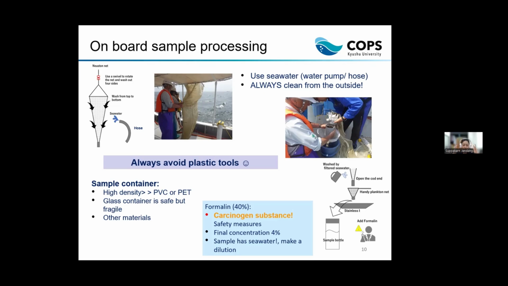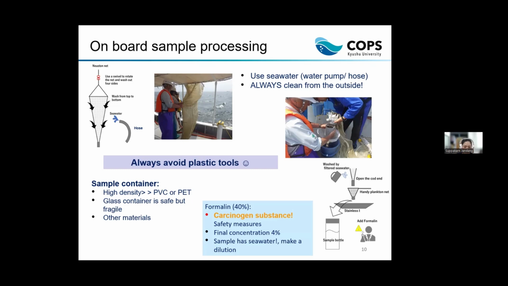All right. Let's get back to our sample. Once you collect all of the particles into the cod end of the net, you will rinse again through the handy net, as you can see, it is easy to follow from the picture in this figure. So you rinse all of the particles through the handy plankton net, and then wash and rinse again. Collect all the sample in the bottle.